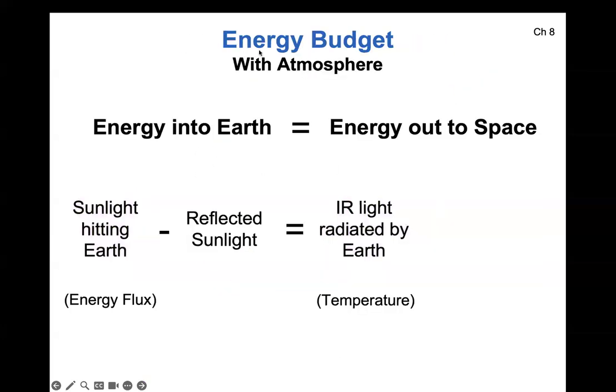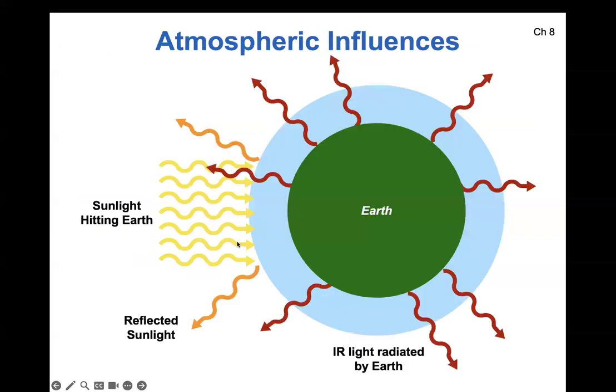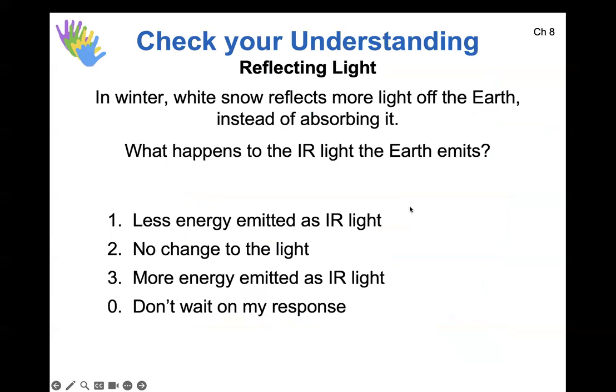So one thing that the energy budget with atmosphere needs to consider is reflected sunlight. Okay, so this is sunlight that gets reflected off of the atmosphere. All right, also can get reflected off of the surface if there's especially reflective regions on the surface, such as snow. All right, and I'm going to skip over, so don't bother to answer this one, but I'm going to tell you. So in winter, white snow reflects more light off the Earth instead of absorbing it. What happens to the infrared light the Earth emits?